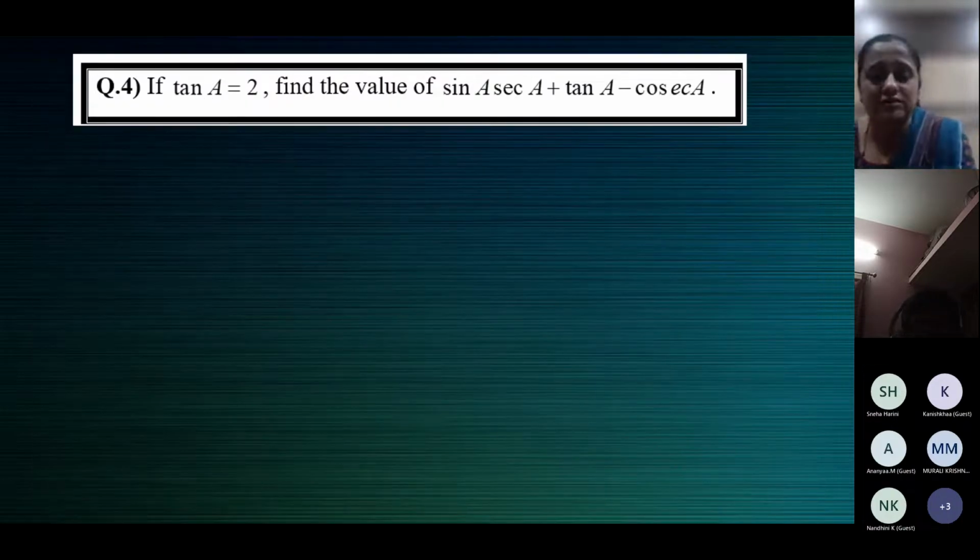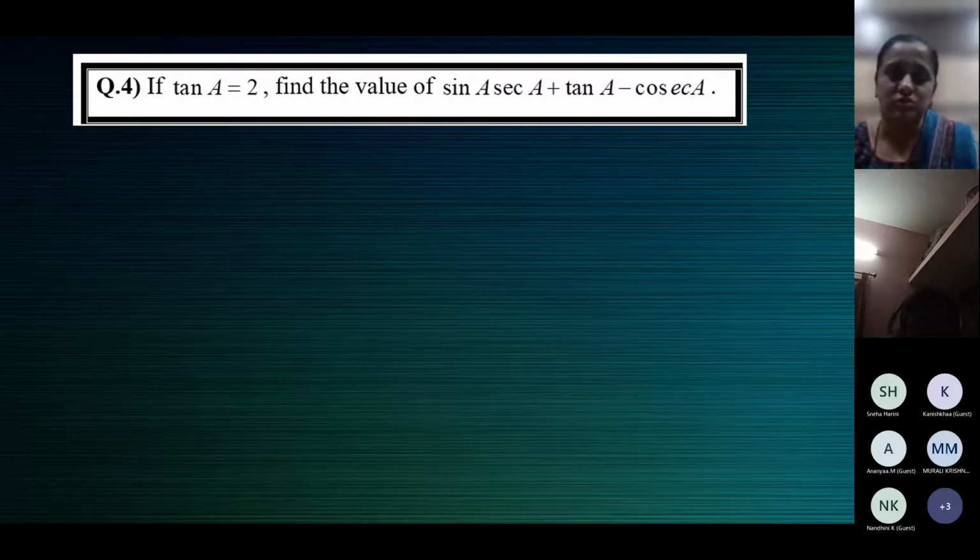Here I told you that when tan A is given, a trigonometric ratio is given to you. Tan A is equal to 2. The value of a trigonometric ratio is given to you. So using that and a right triangle, you can find the values of the other T ratios.